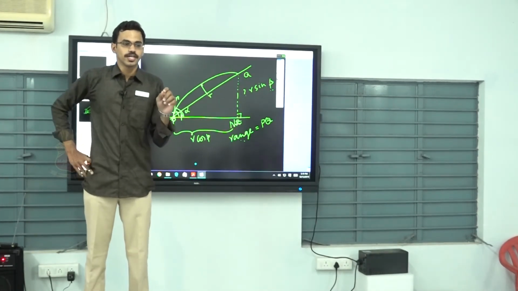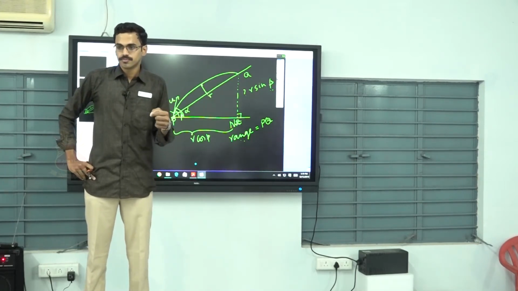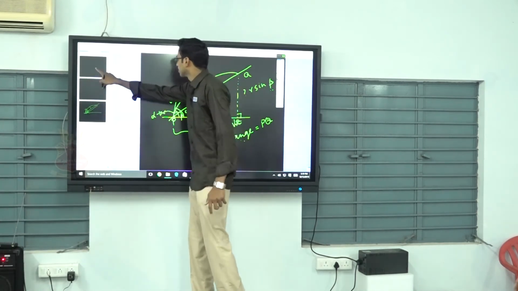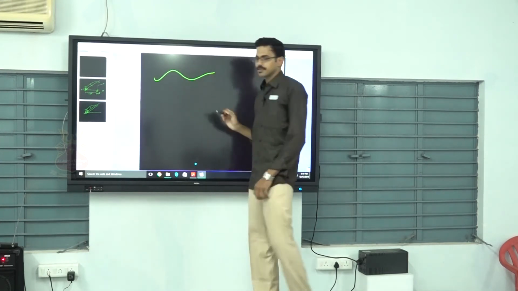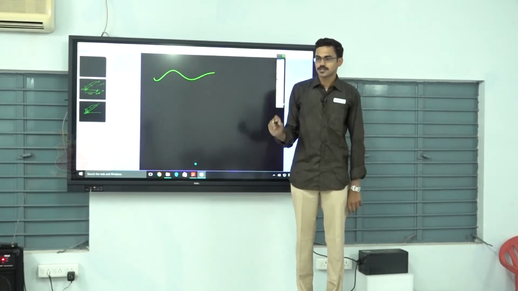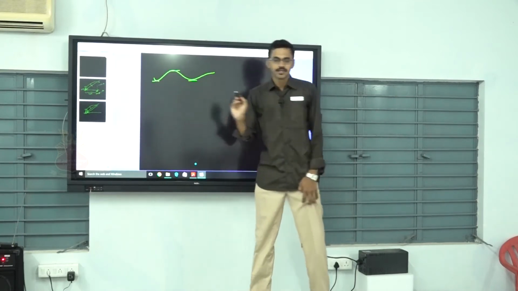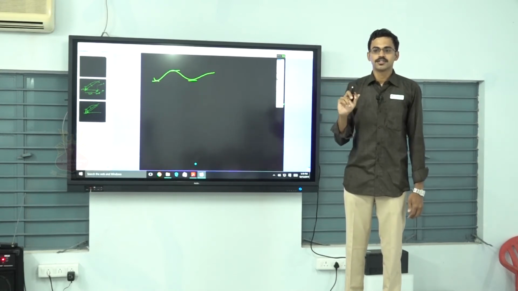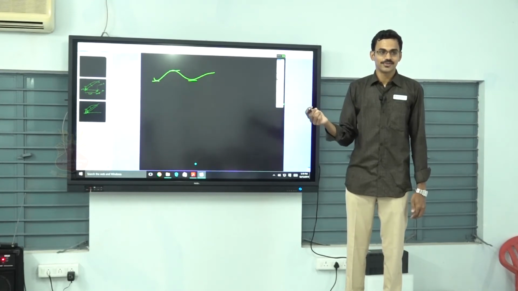If you want to find a maximum point or minimum point, what do you do for an equation? Suppose a curve is given like so. Which points are maximum points? Which are minimum? This is maximum, this is minimum, this is maximum. Okay. How can you calculate this? We calculate the first derivative.